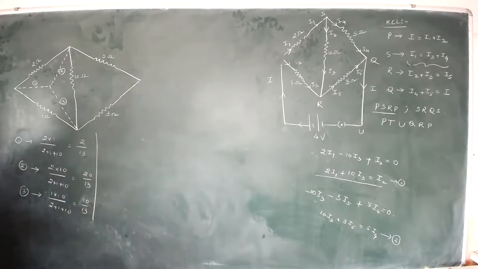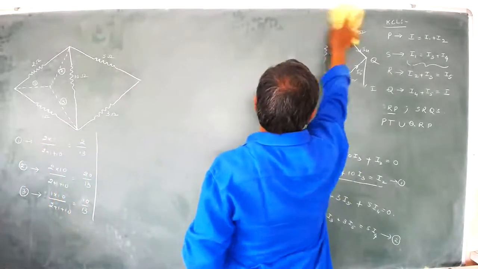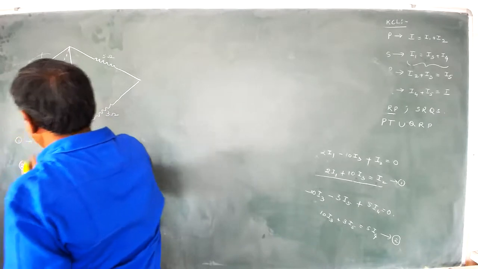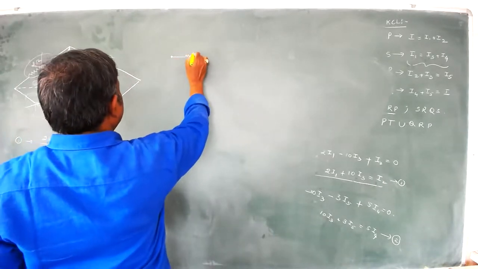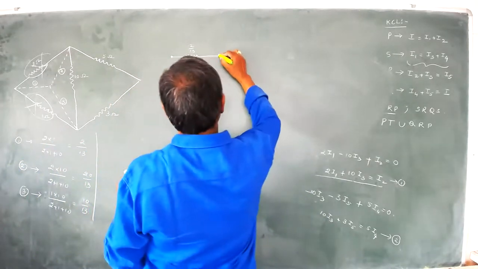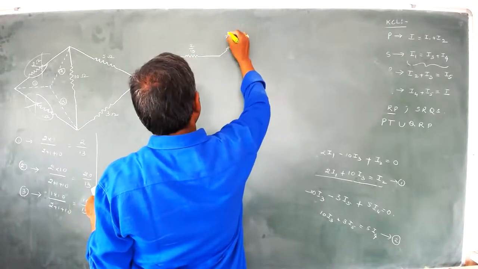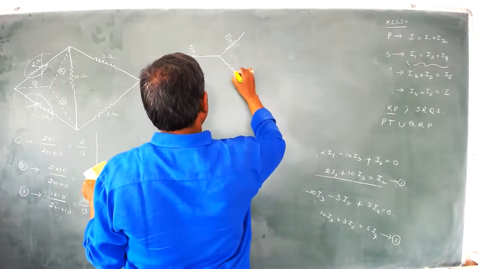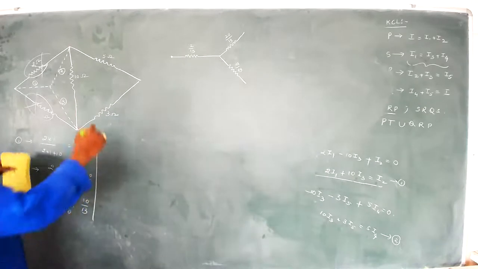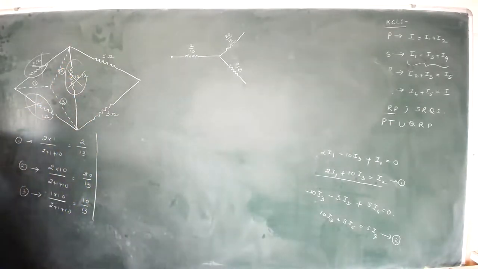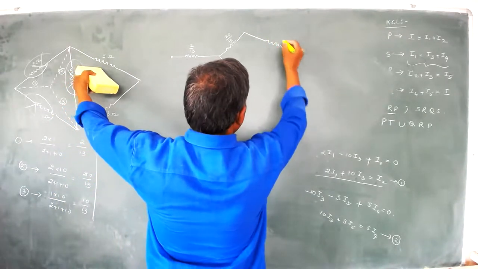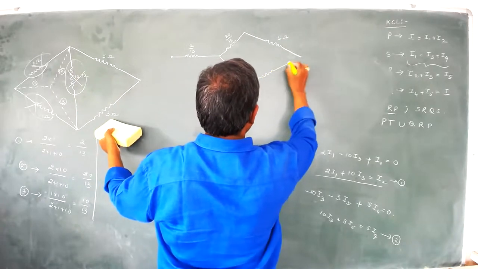Now you need to redraw the circuit. How? By means of this, this has gone, this also has gone, only one is left out. The 2 by 13 is here, the 20 by 13 is here, and the 10 by 13 is here. This 10 ohm is also gone. What is the remaining portion of the circuit? 5 ohm is left out, 3 ohm is left out.